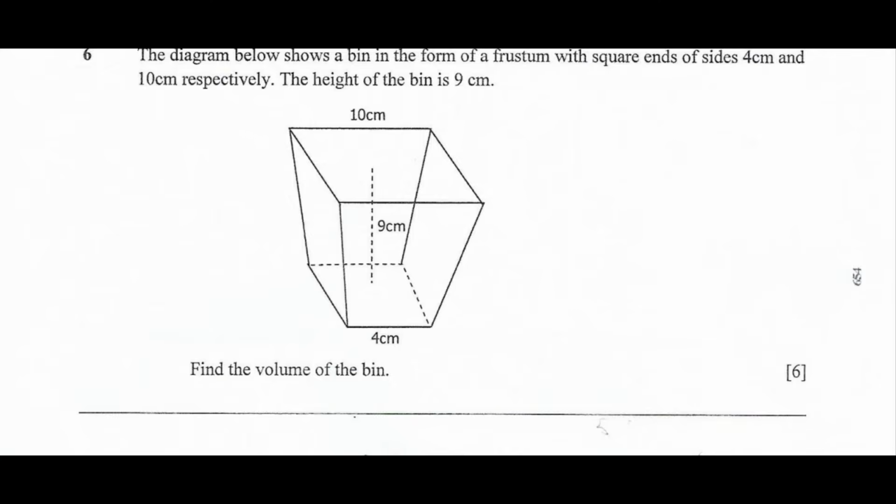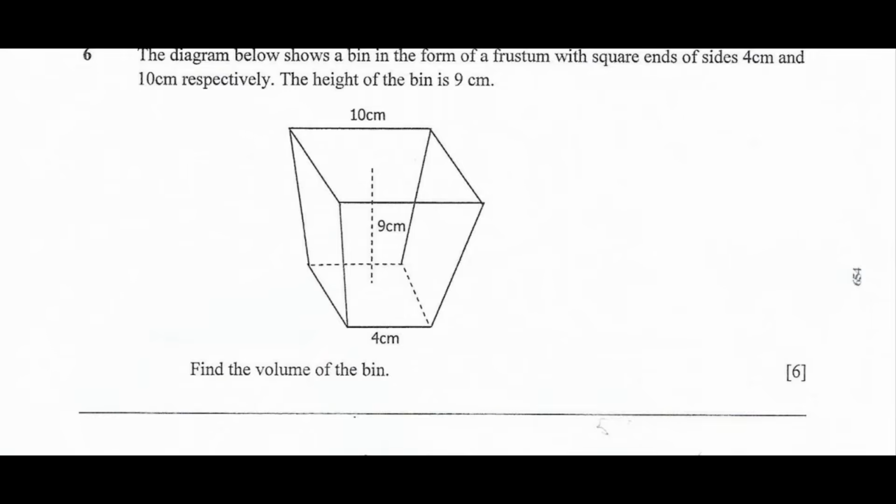The diagram below shows a beam in form of a frustum with square ends of sides 4 centimeters and 10 centimeters respectively. The height of the beam is 9 centimeters. Then the question is, find the volume of the beam. So we have been given the frustum, and this frustum was made from a pyramid here.